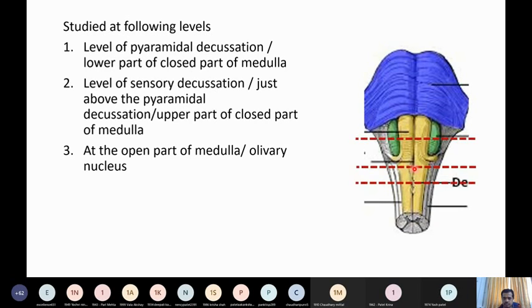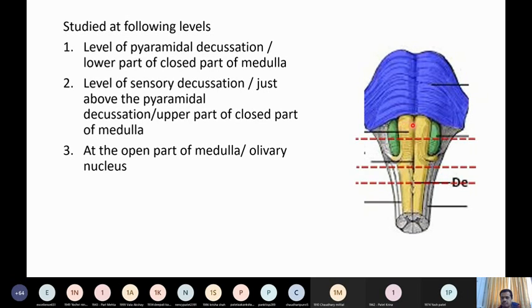Then the second level, a little above, which is at the level of the sensory decussation. The fibers from the cuneate nucleus and gracilis nucleus, which carry the sensory fibers, their efferents decussate, they cross each other. Later we will be studying regarding that at this level. If you take the section at this level, the arrangement of structure will be different than that of the lower level. The third level, the section is taken at the level of olive.